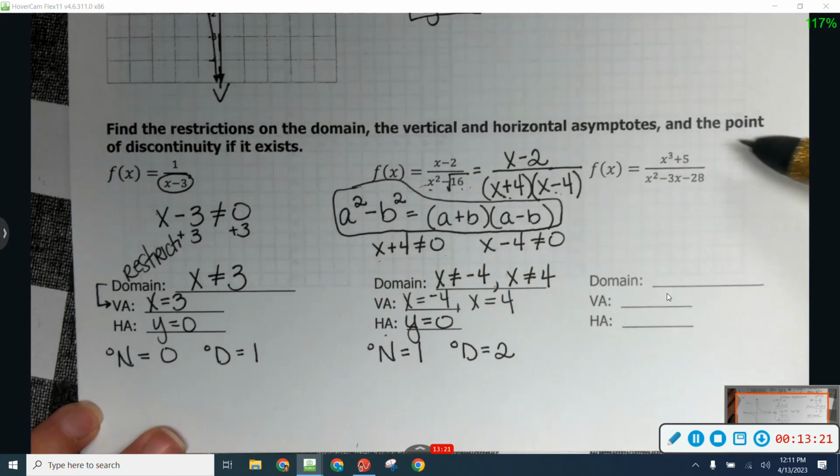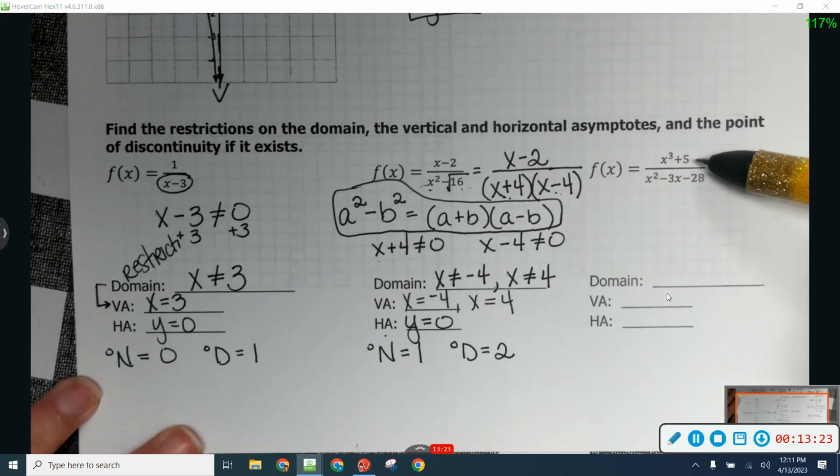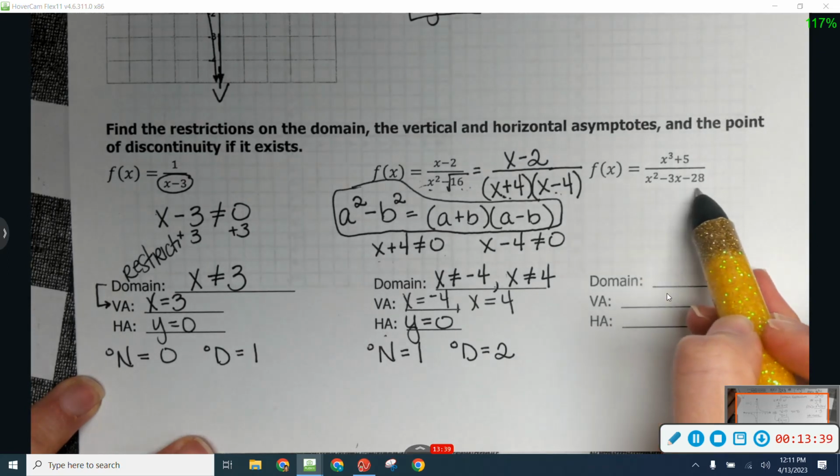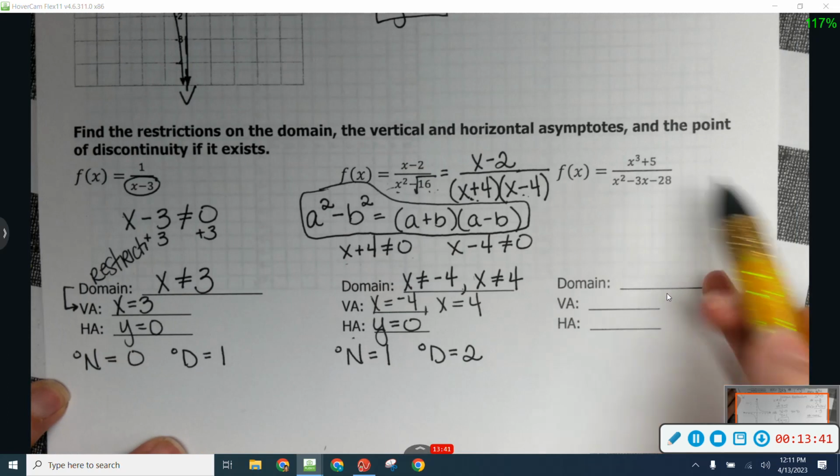Okay, now here I have x cubed plus 5x squared minus 3x minus 28. So I need to look, can I factor x cubed plus 5? 5 is not a perfect cube. We have done sum and difference of 2 cubes, but 5 is not a perfect cube, so we don't do that. Okay. x squared minus 3x minus 28, I can factor that.